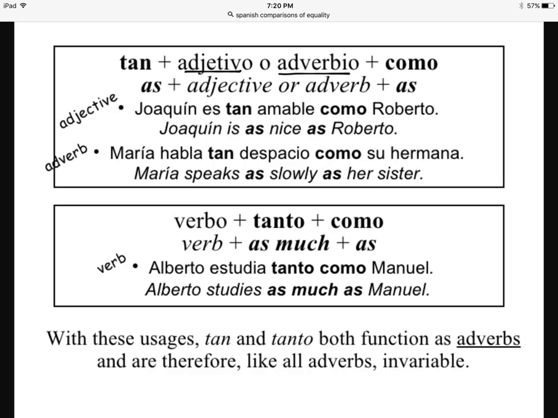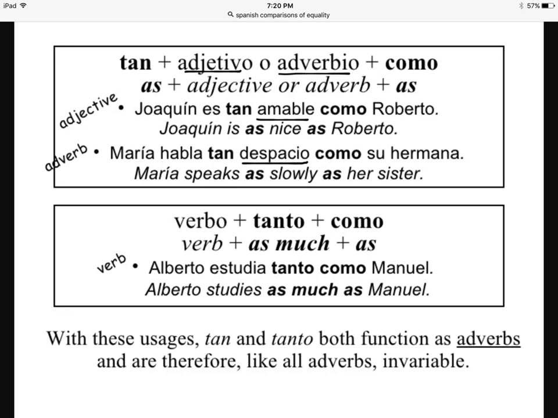Joaquin is as nice as Roberto. Amable is nice. So Joaquin es tan amable como Roberto. How about this one? Maria speaks as slowly as her sister. This is how you say slowly, and that's an adverb. Maria habla tan despacio como su hermana.